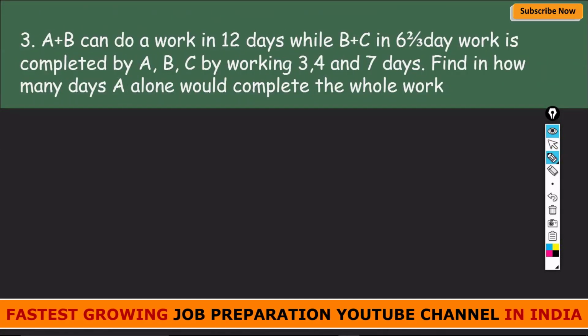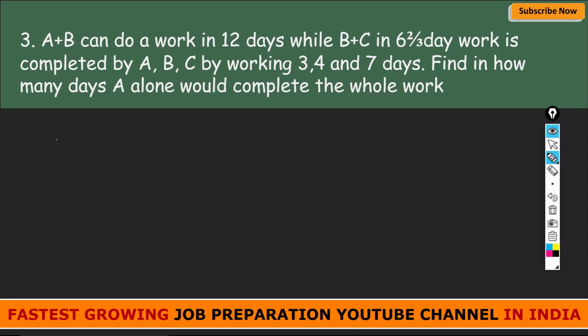Question number 3 says: A plus B can do a work in 12 days, while B plus C in 6 2/3 days. The work is completed by A, B, C by working 3, 4 and 7 days. Find in how many days A alone would complete the whole work. Let us divide the sum into segments.